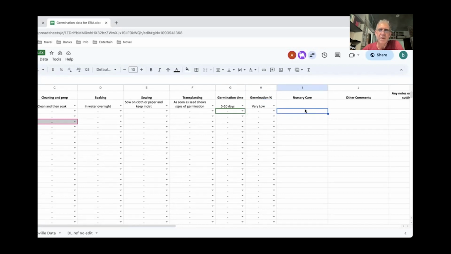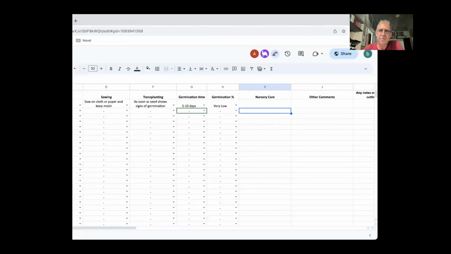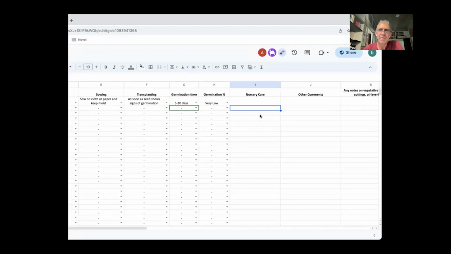Nursery care, there's no pick list. It's just what do you do in the nursery to look after them? Do you keep them in the shade? Some plants will be better growing in the shade. Some will need to grow for at least 6 months in the shade, and then you can harden them off outside. So information like that, what's happening within the nursery. Do you water? Do you keep them very moist? Do you let them dry out? Things like that.